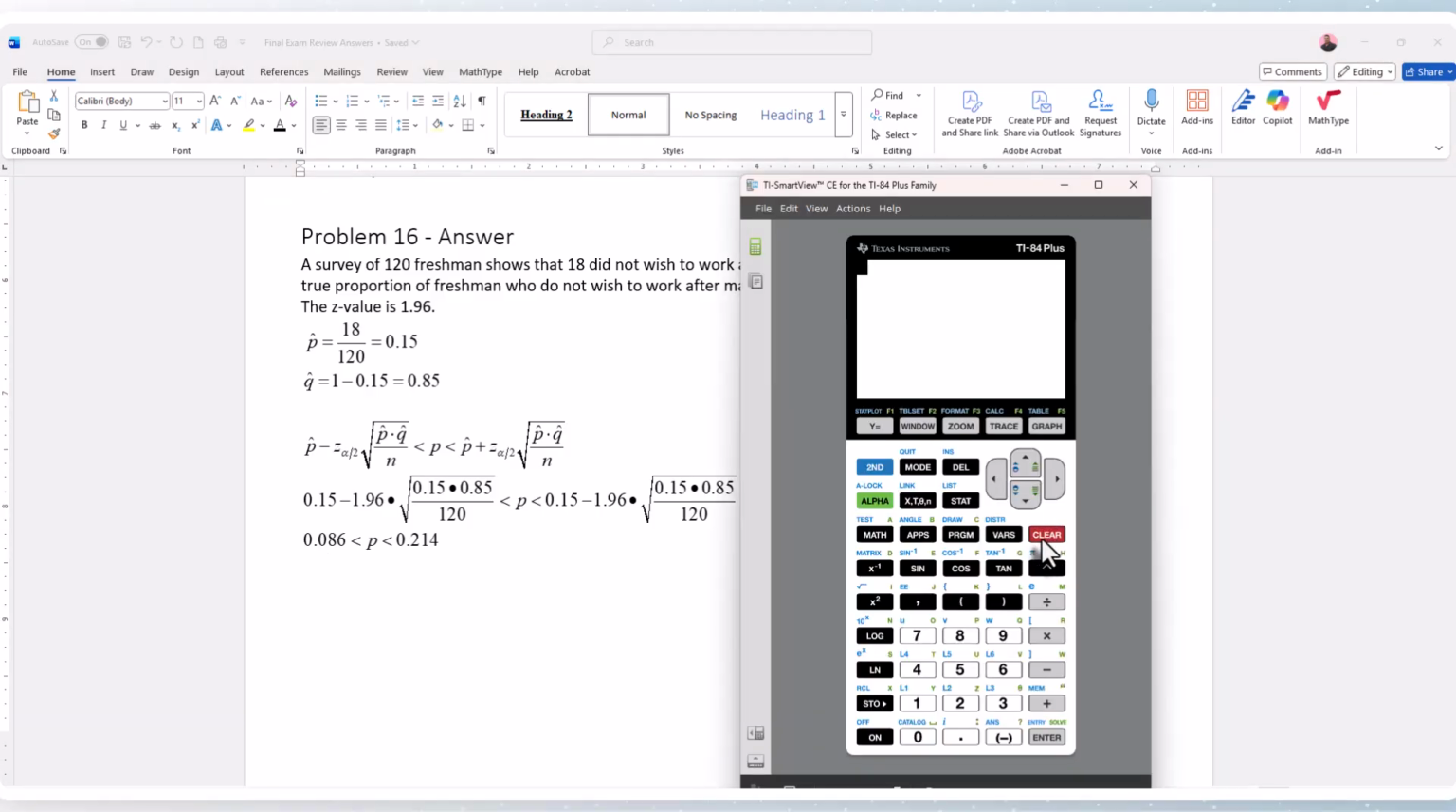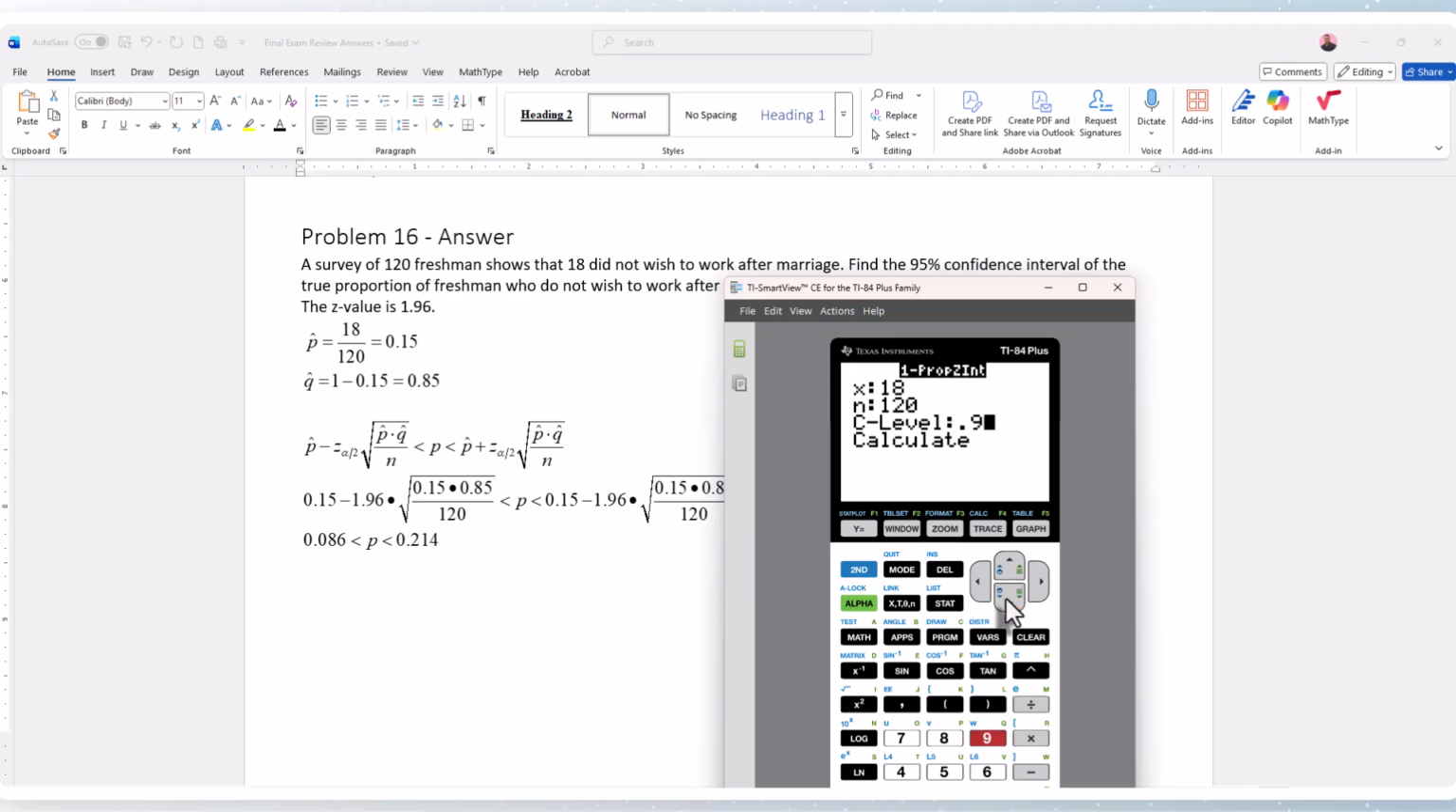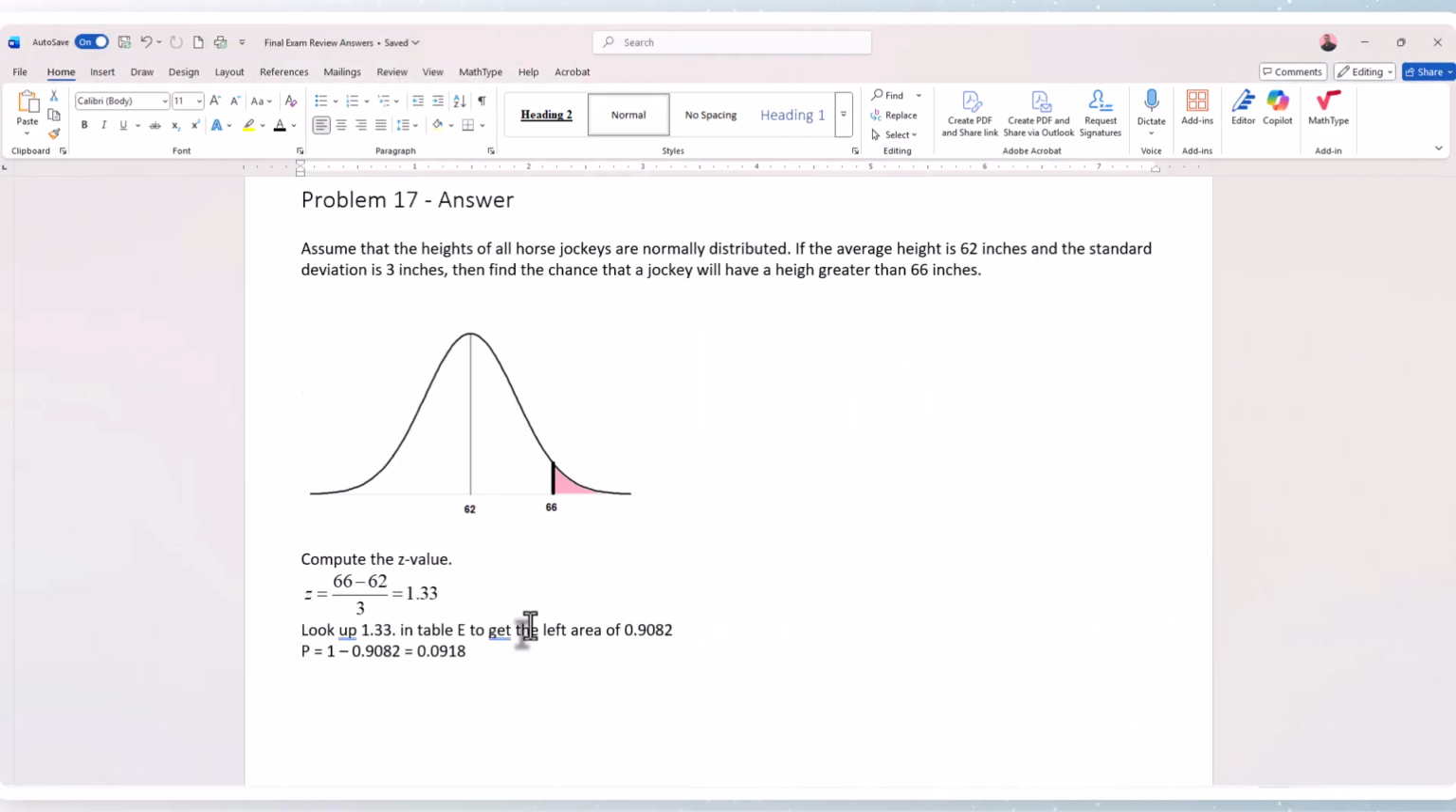We can verify this with our built-in function in the graphing calculator. Press STAT, TEST. We go all the way down to 1-PropZInt. X is 18, N is 120, confidence level is 0.95. We calculate. Left endpoint 0.086, right endpoint 0.214. All right, for problem 17, it states the following.